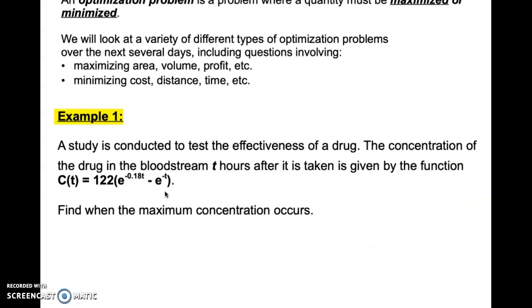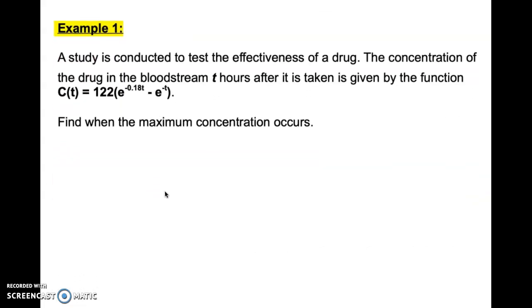So our first example here: a study is conducted to test the effectiveness of a drug. The concentration of the drug in the bloodstream t hours after it is taken is given by the function c of t. And they want us to find when the maximum concentration occurs. Just like in the curve sketching unit, when we're trying to find the maximum point in a function, we start by taking the derivative, and then we set that derivative equal to 0, because we want to find where the tangent has a horizontal slope.